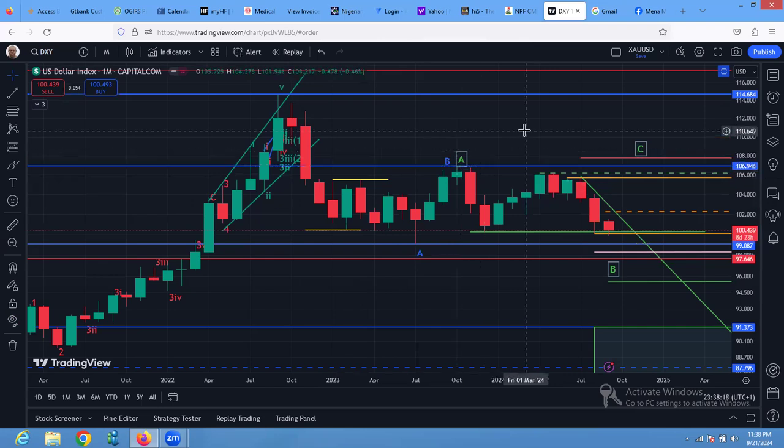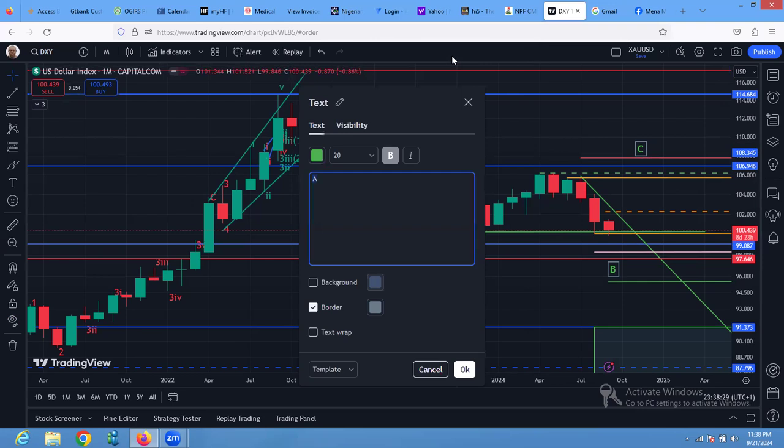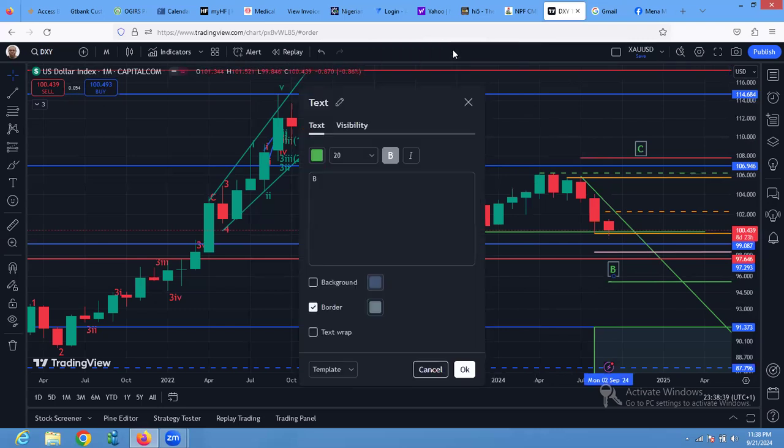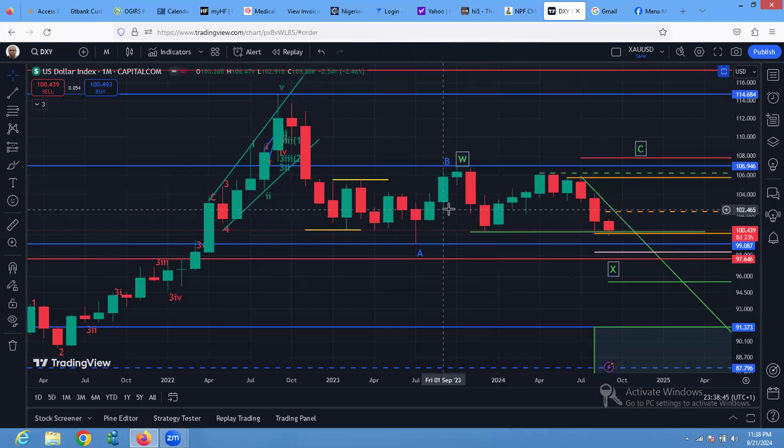Now, if we take this old A wave here, or a W that we call it, if it's going to be a W, let's begin to align like that. If it's going to be a W, and this is going to be an X, so a regular flat, without breaking this point, could just give us a 100 extension to the upside.